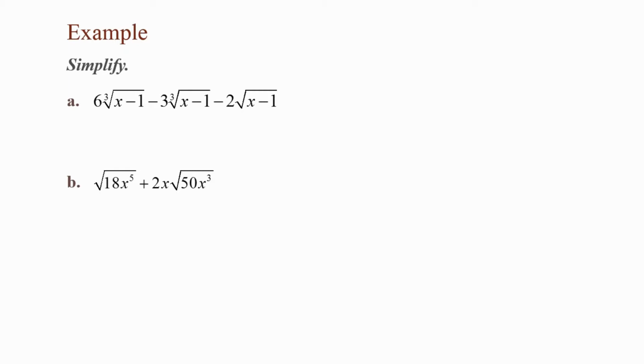For the following examples, we want to simplify. Part A, I have 6 cube root of x minus 1 minus 3 cube root of x minus 1 minus 2 square root of x minus 1. Because of the index, only 2 of my roots are like radicals, the cube root of x minus 1. So I can find 6 minus 3, which is 3 cube root of x minus 1, and then I bring over minus 2 square root of x minus 1.